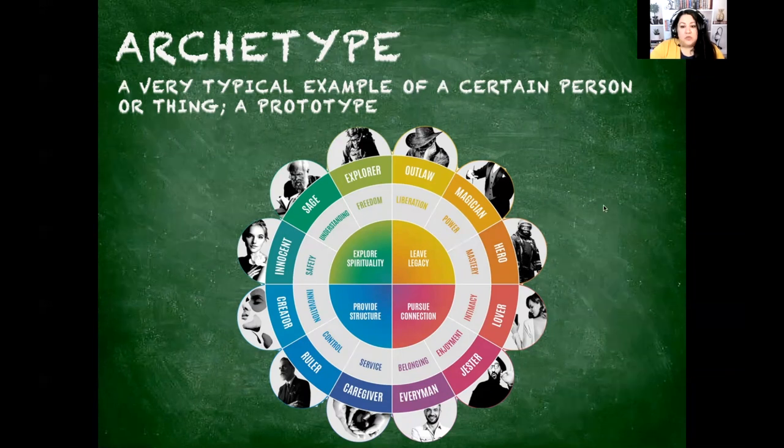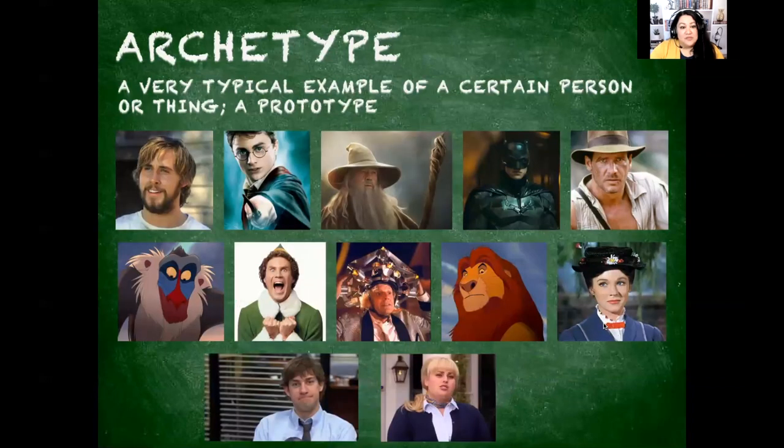Okay. So let's go over a few of these because they're really fun, actually. So for example, you have the lover. The lover is a classic type of character that is in many, many stories and archetypes. They cross cultures. They cross time periods. They're really timeless characters that are universal to pretty much every culture. So you've got the lover.